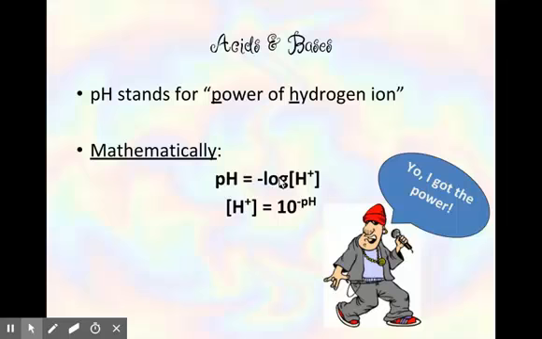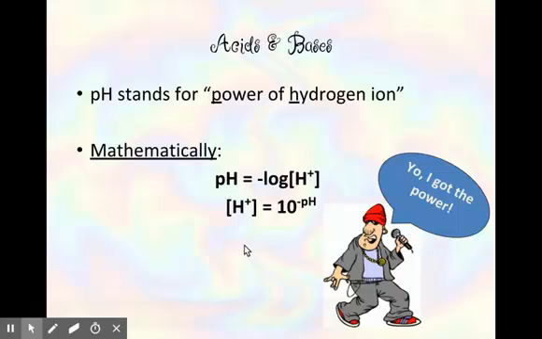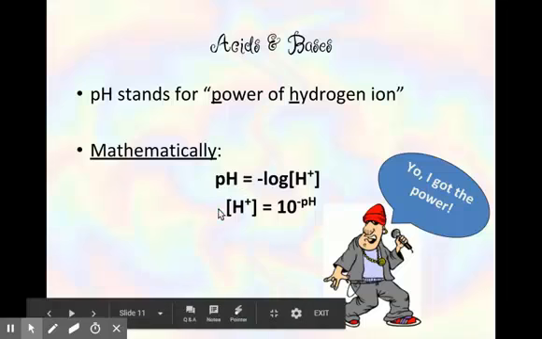So we just use our calculator to do that. So we hit negative, we type in the log, and then we would type in the number for how many hydrogens are there. And then we could do the opposite. So let's say we want to know how many hydrogens are in our solution. We take 10 to the power of the negative and then whatever our pH is. So we can go back and forth using both of those equations.